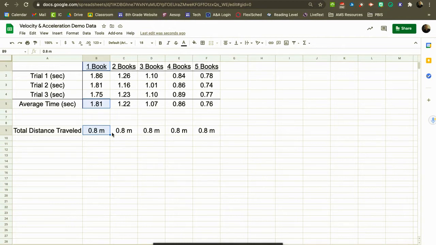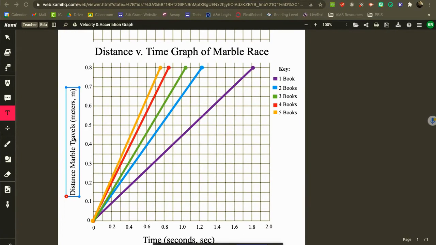So our starting distance is 0, and our starting time is 0. So everything's going to start at the origin, where the x and the y intercept, right here. So you'll do that for book 1, you'll do that for book 2, and you'll do it for book 3, book 4, and you'll do it for 5 books too. And so that's your next task, is to create what that graph might look like. So go ahead and do that now.